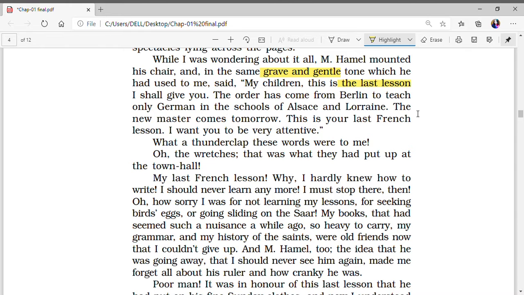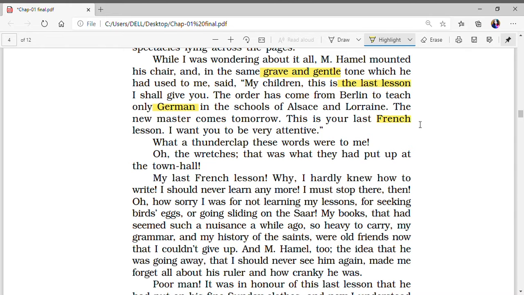"The order has come from Berlin to teach only German," because Prussia has won. So they have received the orders that from now on, what language will be taught? German, in place of which language? French. This is a very important aspect of this chapter, the loss of identity of people, because these are French speaking people, but because they have lost to Prussia, from now on they cannot speak their language. And this is so disheartening to the people of that village that they are also disappointed, and there is a sad expression on their faces.